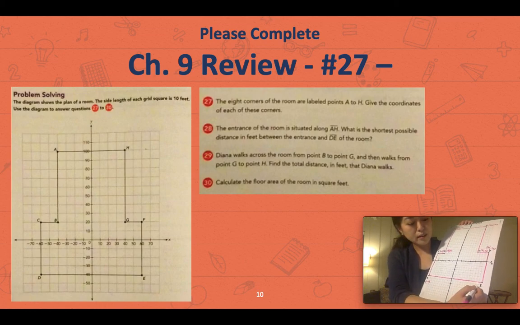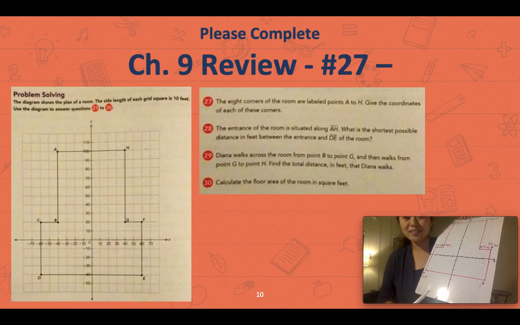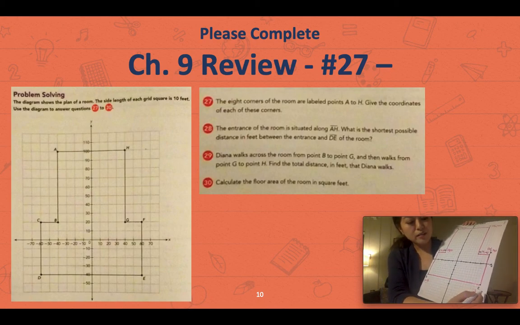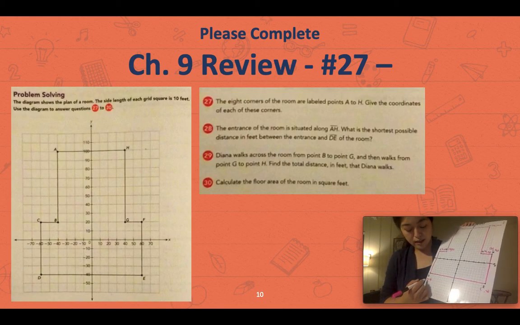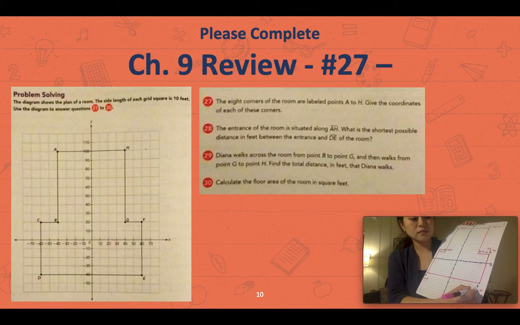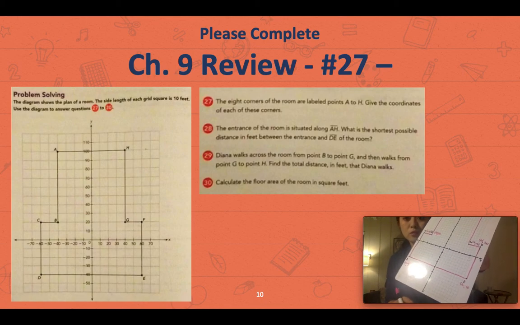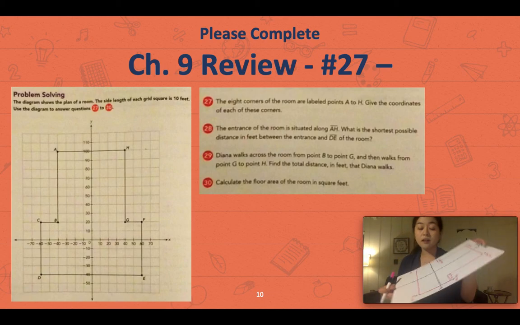And here, E is a reflection of D over the y-axis. So that means, again, the y-coordinate is the same, which is negative 40, and the x-coordinate of E is the opposite of the x-coordinate of D. What's the opposite of negative 60? It's positive 60. So these are our 4 points, and that's the answer to number 27.